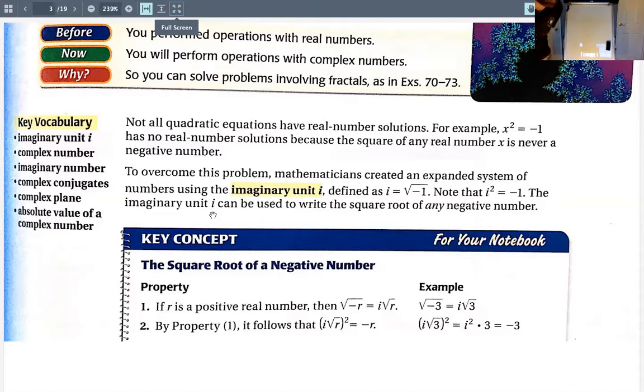So the imaginary unit I can be used to write the square root of any negative number. So let's look at these examples. See that square root of -3? You've gotten those results before in algebra when you were using the quadratic formula, and they asked you, how many solutions are there? 0, 1, or 2. Okay, how many roots are there? 0, 1, or 2. If you got no solutions or you got 0 roots, it's because you had a negative as the discriminant. Now, if you remember what the discriminant is, it's the b squared minus 4ac.